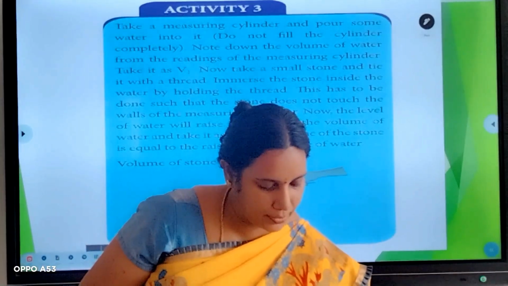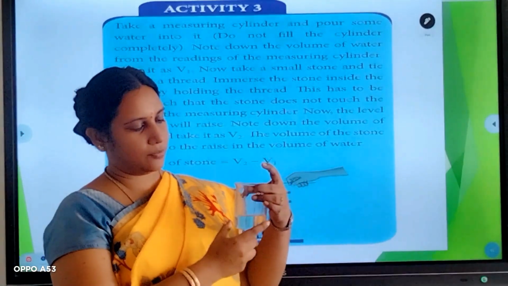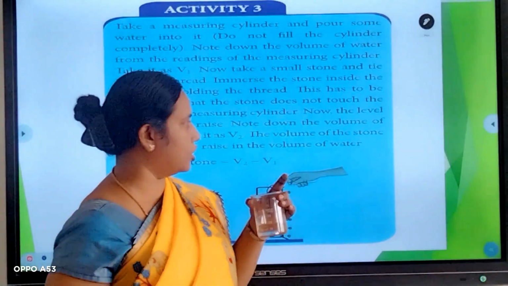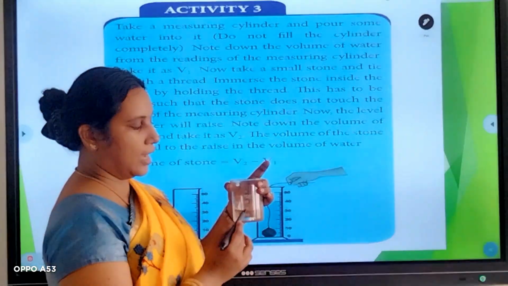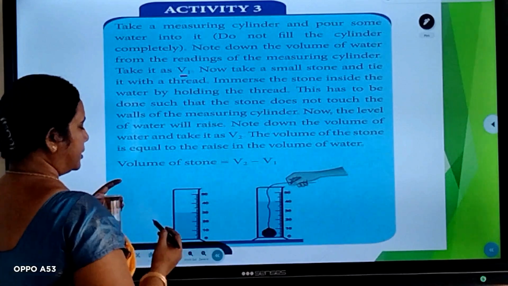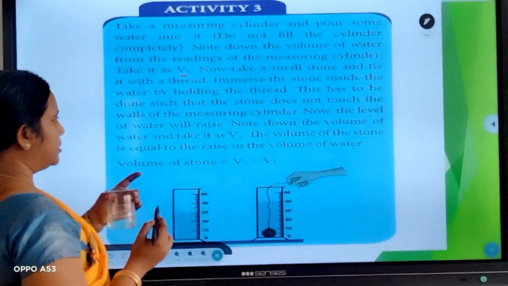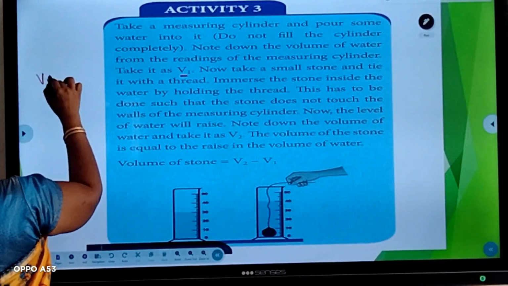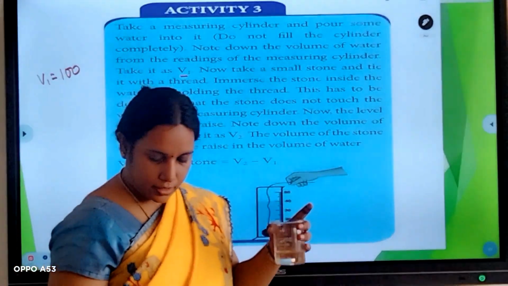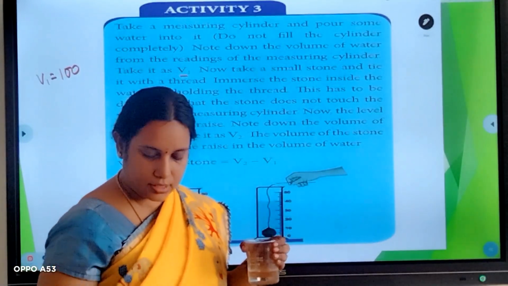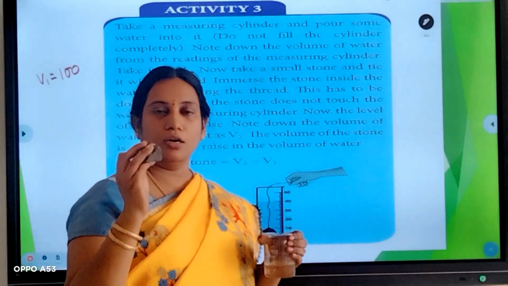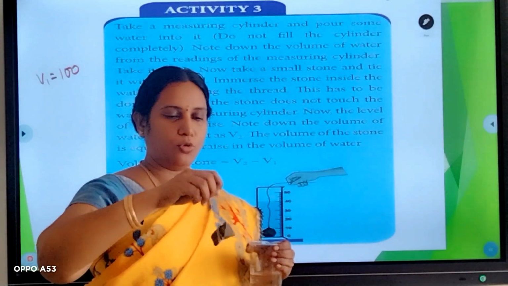Now I'm taking a beaker and I fill the beaker with approximately 100 ml of water. Can you see children? 100 ml of water, and this initial value of water will be taken as V1. So what is the V1 children? V1 here is 100 ml. Okay children. Now this is the irregular shaped object whose volume I should measure.